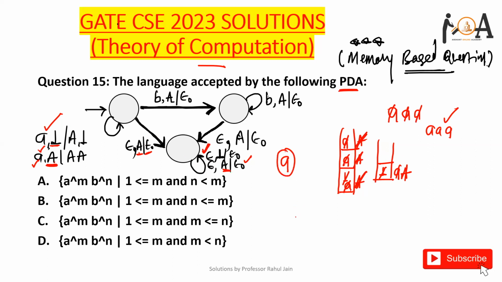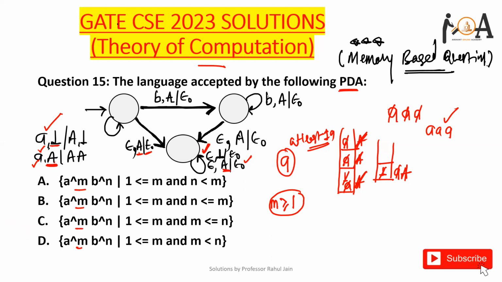It means that if we represent a to the power m, then m must be greater than or equal to 1, because at least one a is required. At least one a is part of our solution.